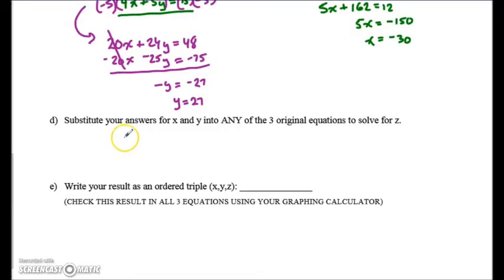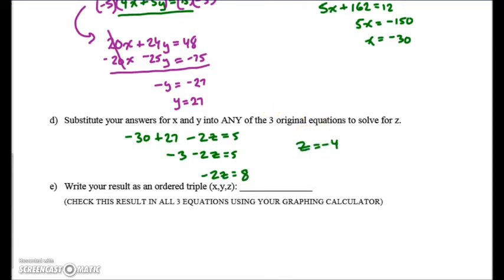So I'm just going to sub in to the top equation. I've got negative 30 for x, I've got 27 for y, and then I've got a minus 2z. That's all equal to negative 5. All you've got to do is solve that for z. So let's combine some like terms here. I got a negative 3 minus 2z equals 5. Negative 2z equals 8. That means z is equal to negative 4.